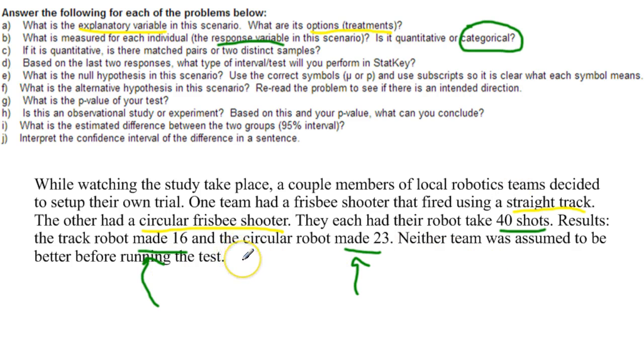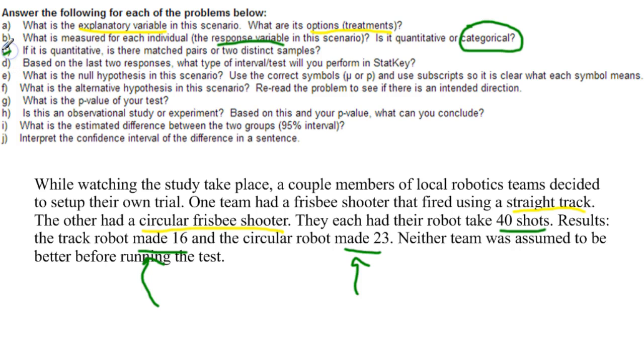If you're struggling with this, just talk to me about it and we can try to work through the different examples. But when you only see one individual shooting, in this case, the straight track single robot and the circular frisbee single robot, you can think, okay, the real individuals are the shots themselves, and each shot is either made or missed. That's why it's categorical.